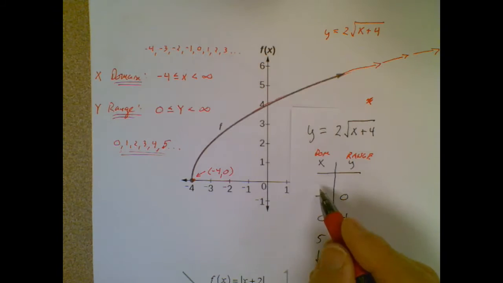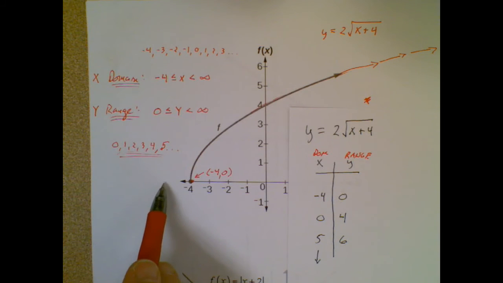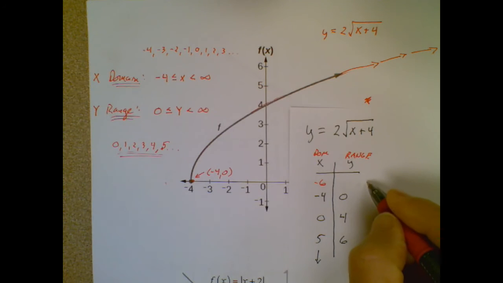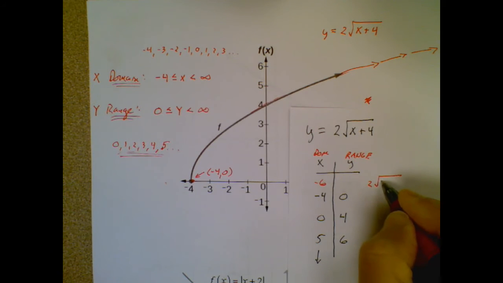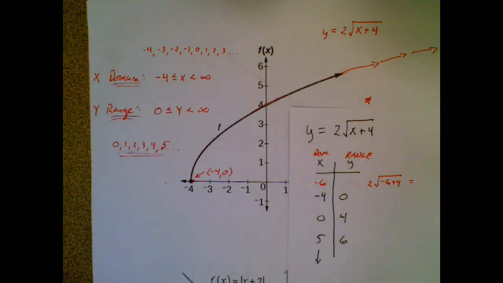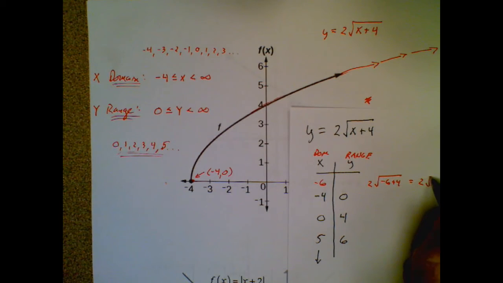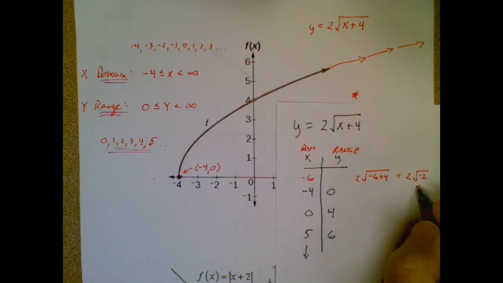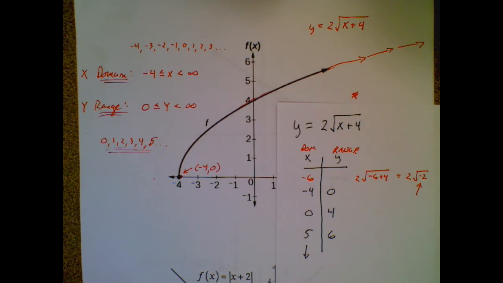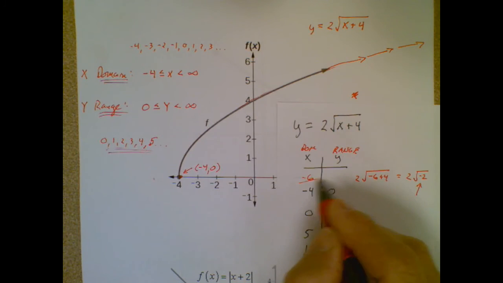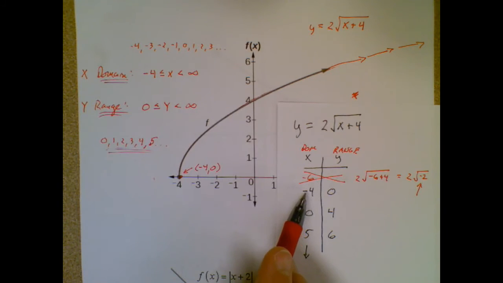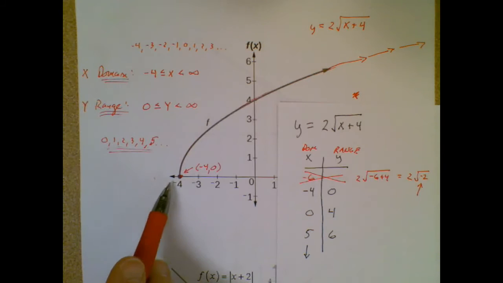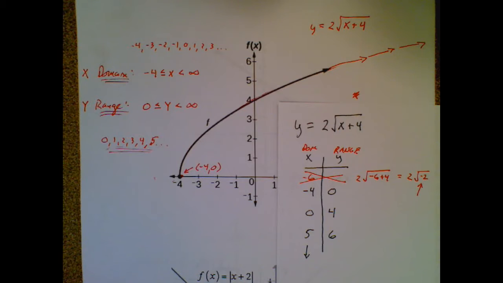And if I were to try to put something in that's left of -4, like let's say a -6, if I plug in a -6 into this equation, I get 2 times the square root of -2. And if you try to do this on your calculator, it's not going to work, because you can't take the square root of a negative number. So anything less than -4 is going to give me a negative inside that square root, thus it doesn't work. That's why that domain ends at -4.